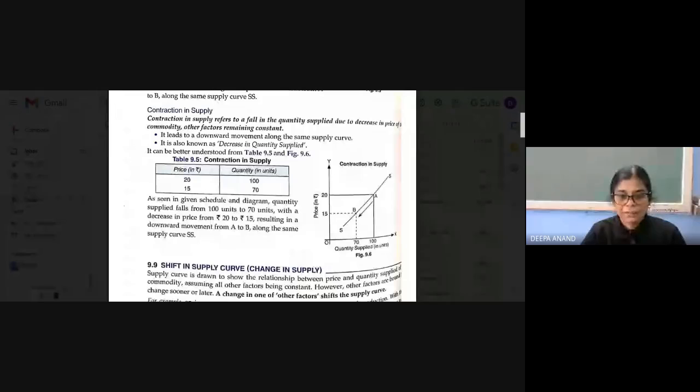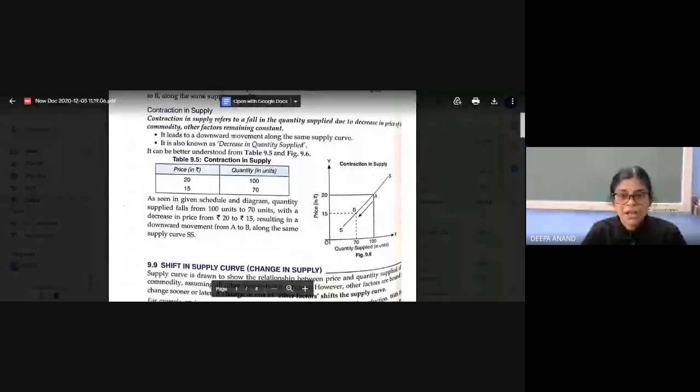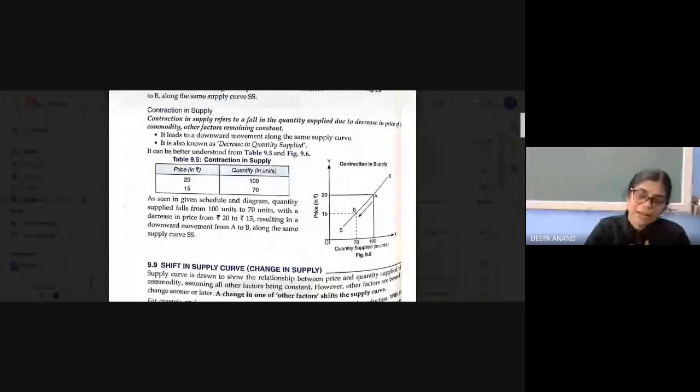Shift means a change in the position. What do you mean by shift? Change in the position. In this case, the change in the position is not happening. This is in the same line. It is only moving upward and downward in the same line. But shift means it is changing the position. So shift happens when a change in the other factors happens. So shift in supply curve means when there is a change in the quantity supplied due to the change in the other factors. That is known as shift in supply curve.